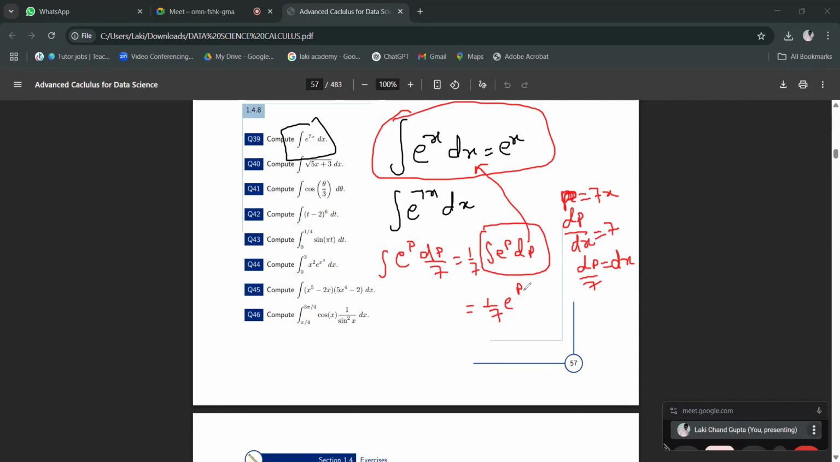Integration of e^p is what? e^p. And in the final, put the value of p. What is the value of p? 7x. This is your answer.